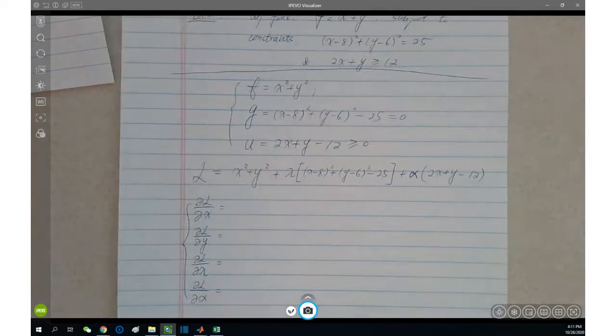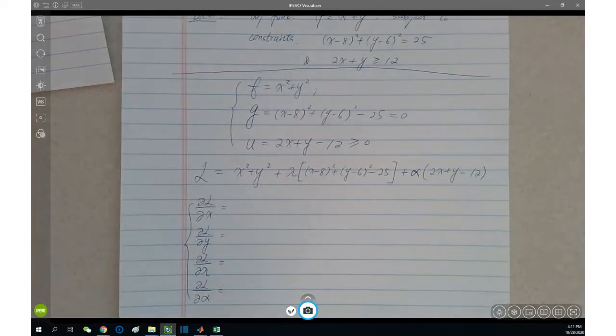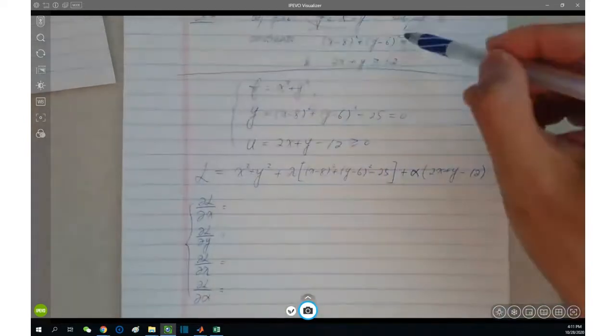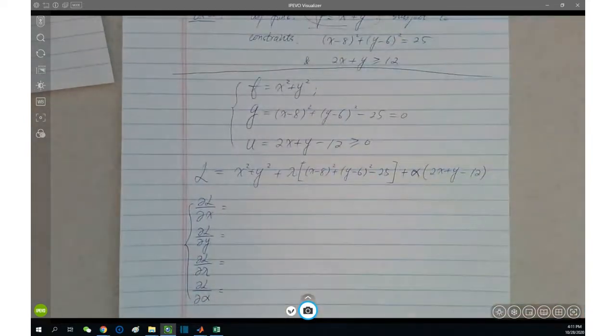Because obviously the problem is asking for the minimum or max value of this guy, subject to these two things. So the lambda and alpha values are not something useful, right? I'll give you guys 2 to 3 minutes to write the equations as an exercise. Find the partial derivatives. Go ahead.